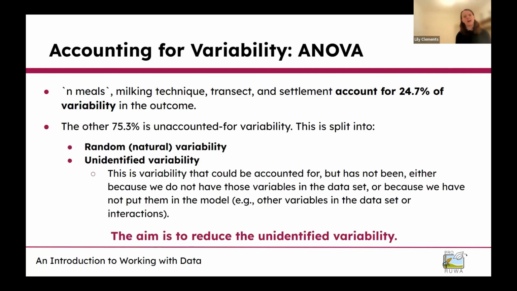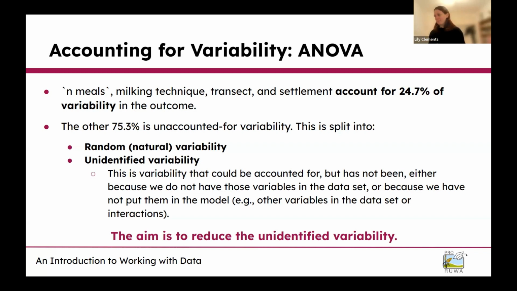At the moment, our other 75.3% is the unaccounted for variability. This is split into random natural variability and our unidentified variability. Unidentified variability is variability that can be accounted for, but it has not been. This might not have been accounted for because we've just not put those variables in the ANOVA yet, or it might be unaccounted for because we don't have those variables in the data set to begin with.